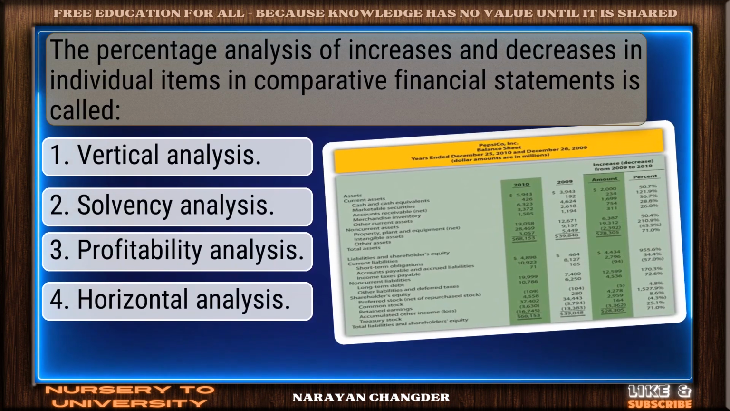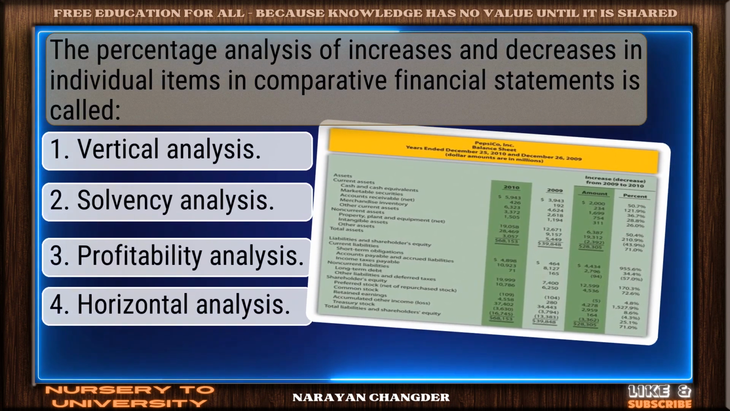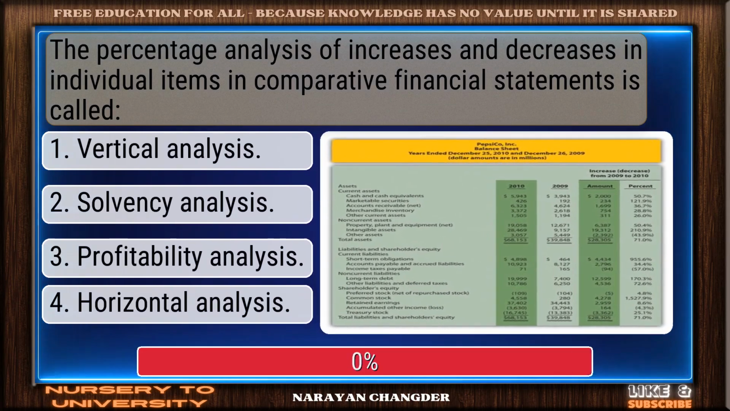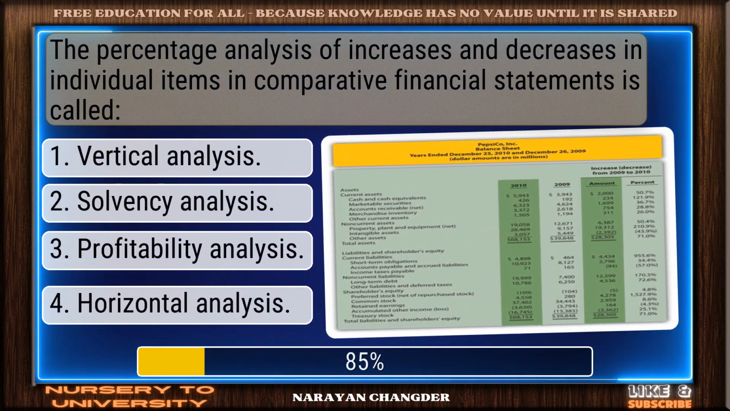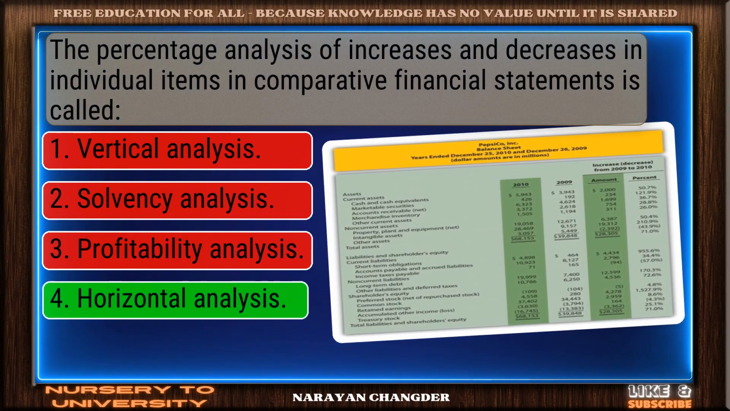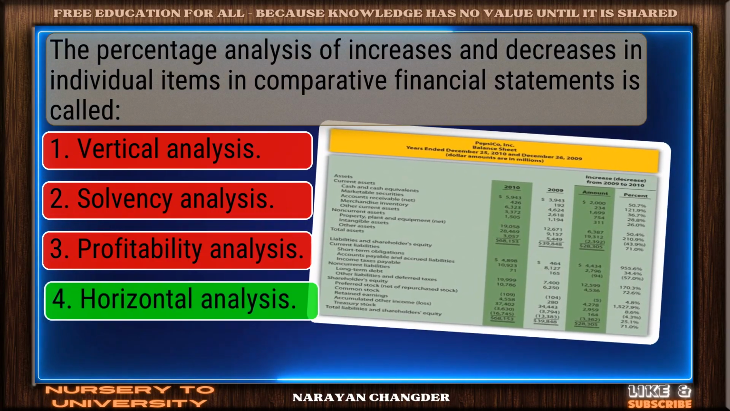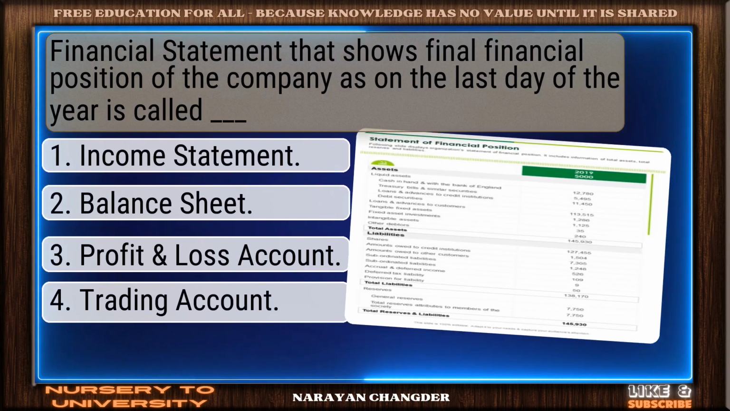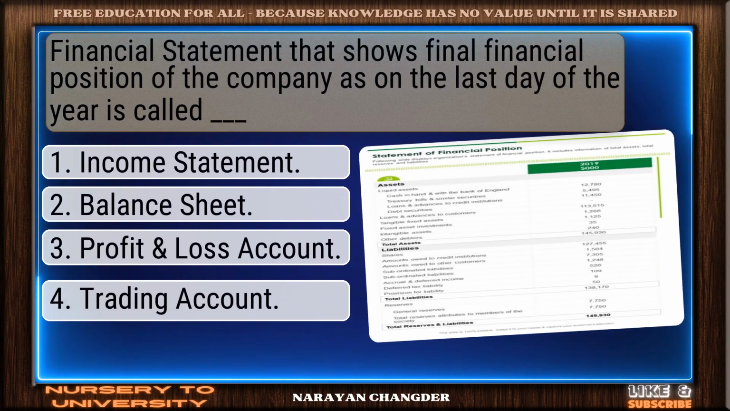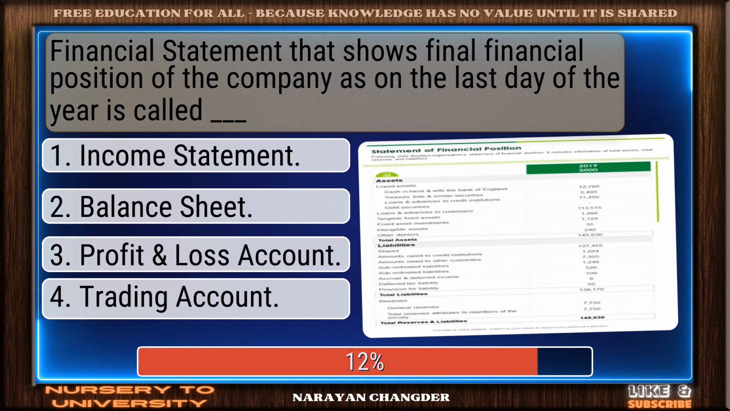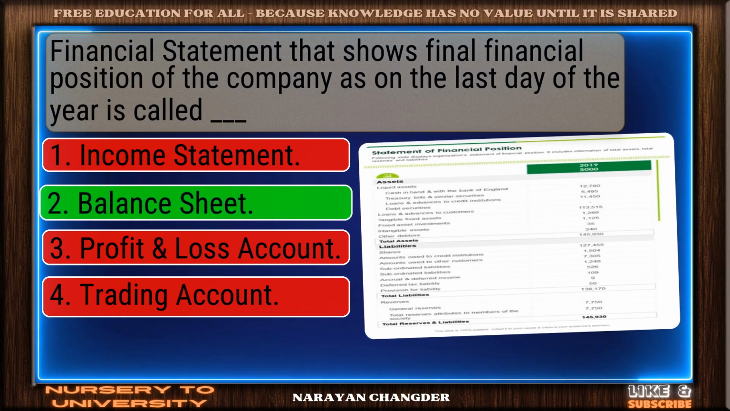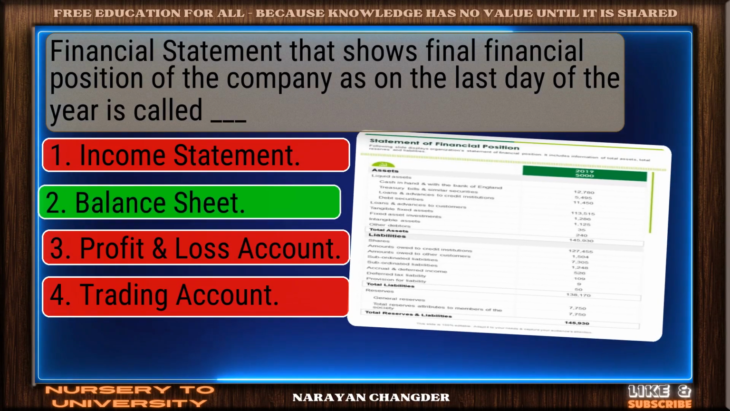The percentage analysis of increases and decreases in individual items in comparative financial statements is called? On track. Horizontal analysis is the correct answer. Financial statement that shows final financial position of the company as on the last day of the year is called dash. Correct response. Balance sheet is the most accurate answer.